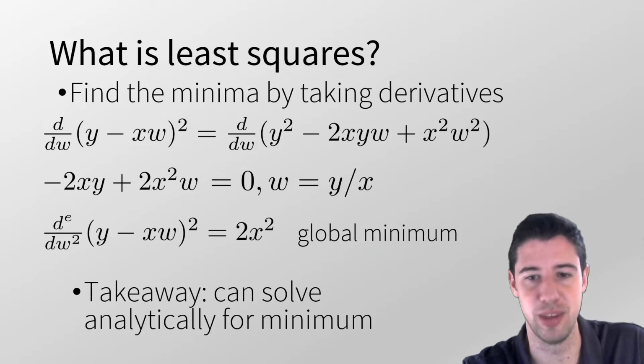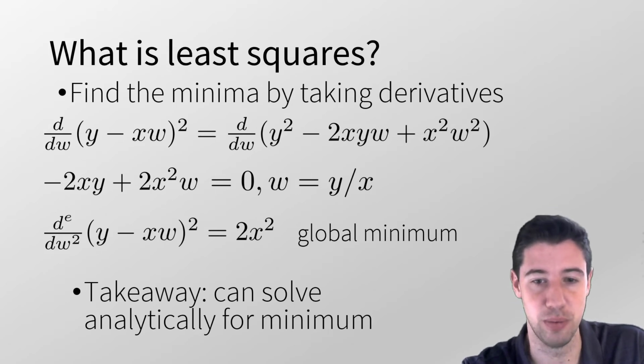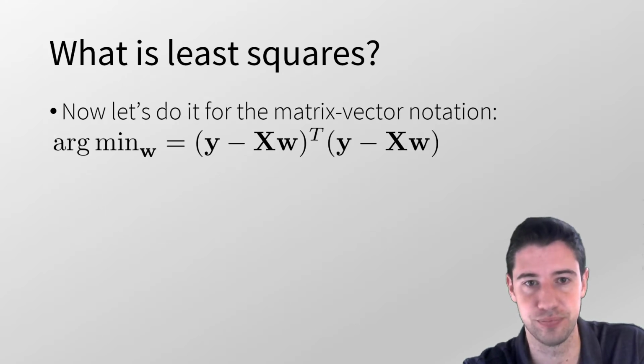So what did we learn from this exercise? We learned that by taking a derivative of the error expression, we can analytically solve for the value of w that minimizes the error expression.